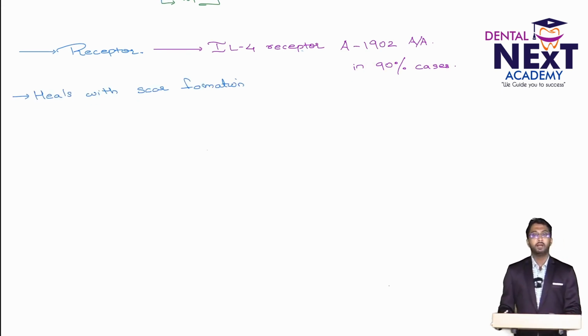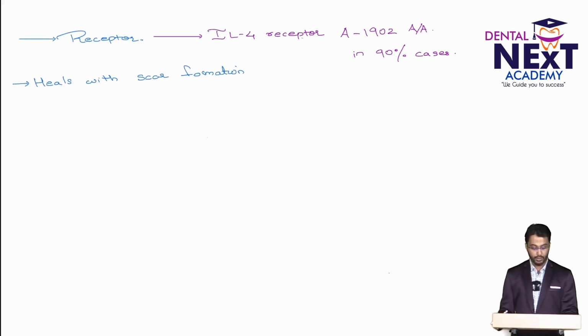Now, a very big difference between pemphigus and pemphigoid: pemphigoid heals with scar formation. That's why the name cicatricial, meaning scarring. Cicatricial pemphigoid heals with scar formation.